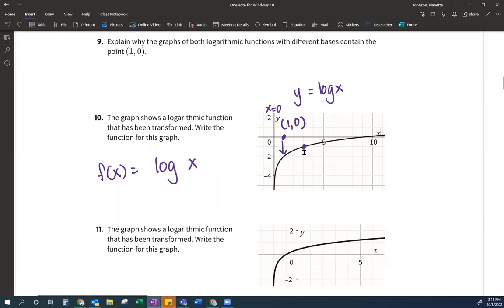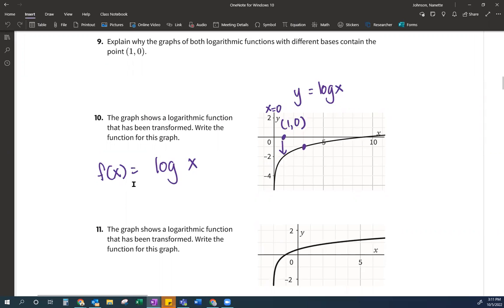It could have, but remember that for the most part, my point and my asymptote like to stay really close together. Someone said, Ms. Johnson, are they always going to be 1 unit apart? No, not always. But if you can get a point that's right next to it, then that's the point I'm going to use. This point right here is going to be another significant point. So it moved down 2.